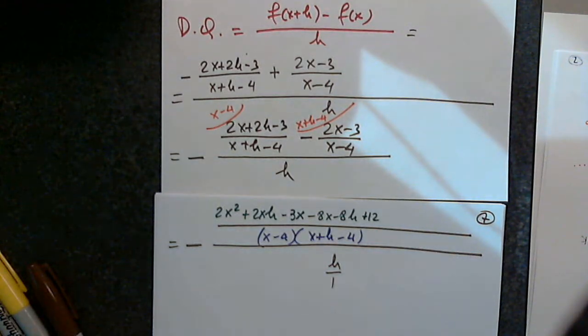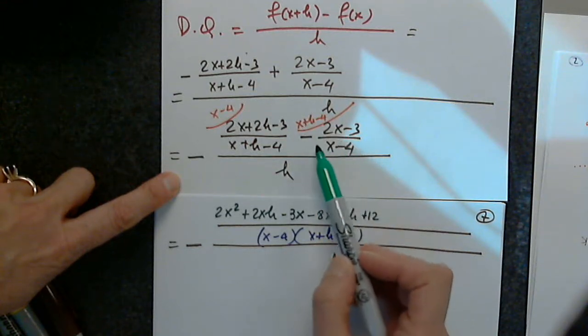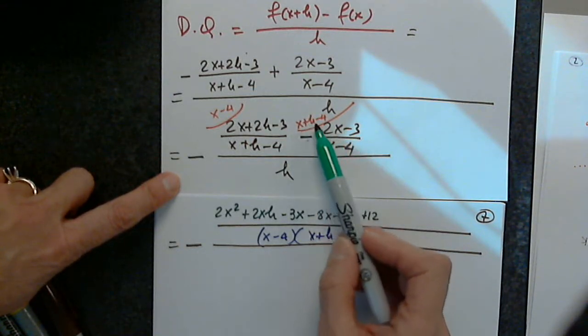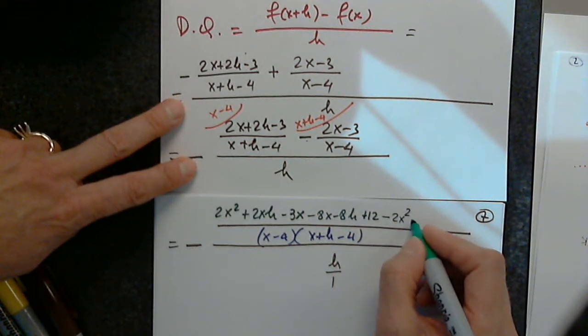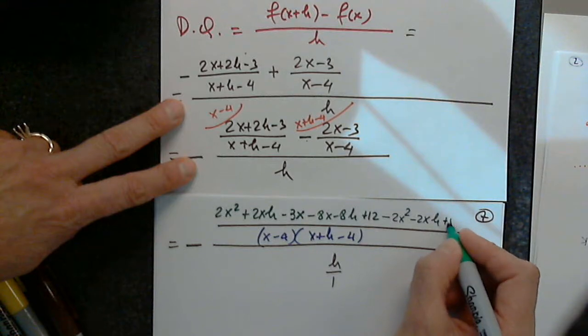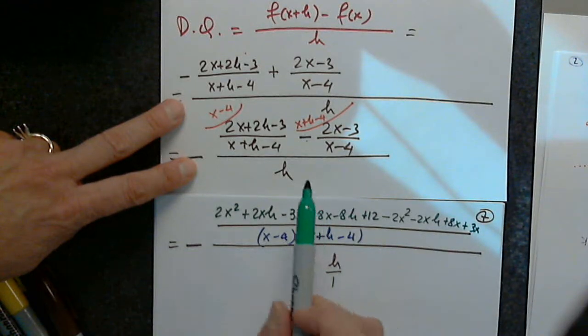Now I'll do the same thing, but be careful now with the minus. Minus 2x times these 3, and then minus times negative 3 times these 3. So minus 2x squared minus 2xh plus 8x. And then plus 3x. 2xh because you have a negative and a negative.